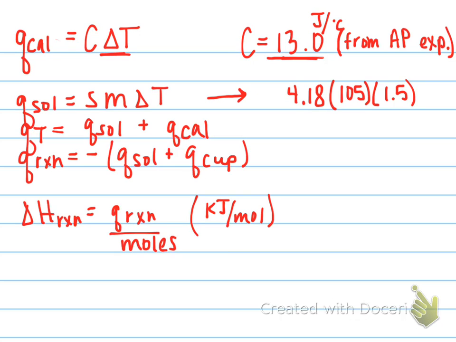The last thing that we need to calculate is the heat of reaction, or enthalpy of reaction. We're going to take our Q of reaction, that negative value, and divide it by the moles of your solid, just the moles of your solid, and that should come out in kilojoules per mole.